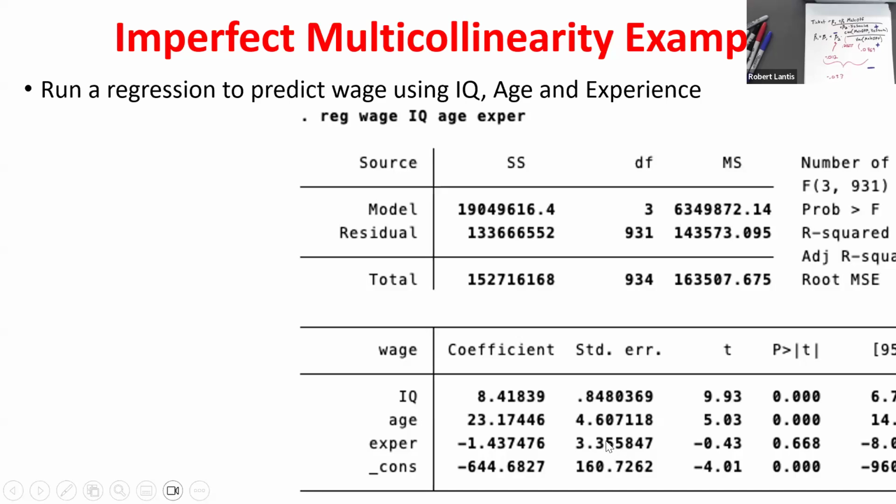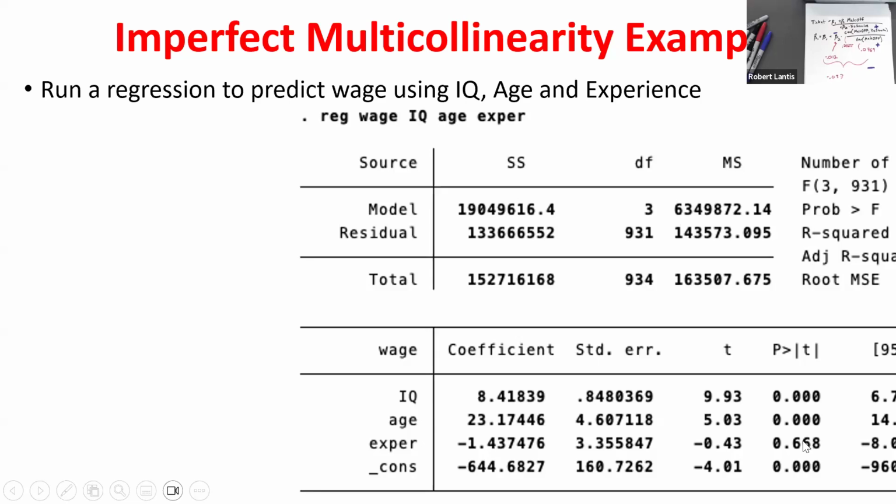If the standard error is too high, what happens to our test statistic? So how do I find my test statistic? I take my coefficient and I divide it by the standard error. So if my standard error is too high, my test statistic will be low. My test statistic is low. What's happening to my p-value? It's going up, making it less likely I can reject the null.